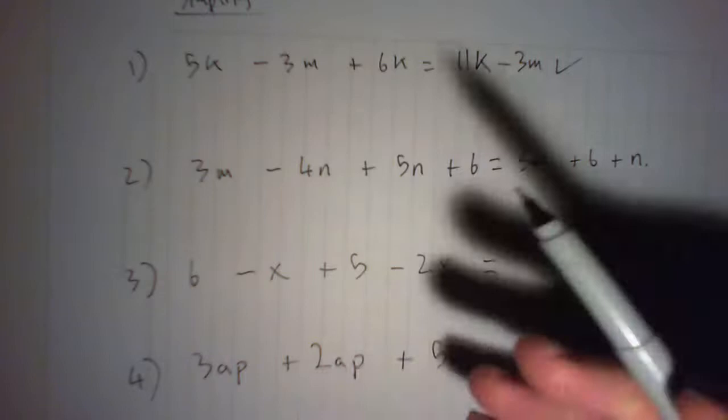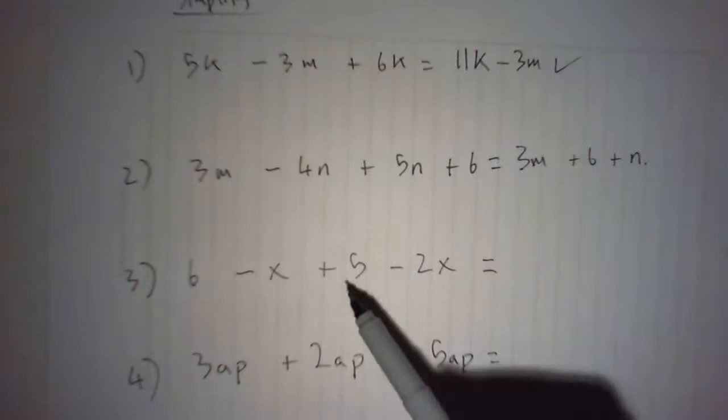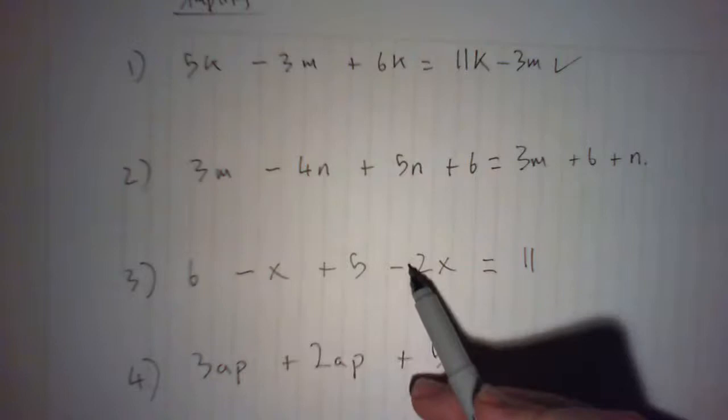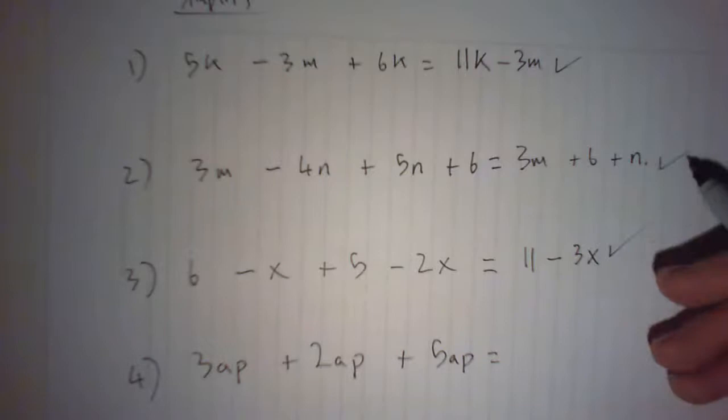Now look at this one. 6x, 5, 2x. The x and the 2x, definitely. But what about the 6 and the 5? They don't have letters, but they are numbers. So if they're numbers, you can just add them. 6 plus 5 is 11. A minus x and a minus 2x. Now you might want to use a number line on this one. But with two negative numbers, you keep the negative sign, but you add the numbers. Okay. Hope you got that one right.